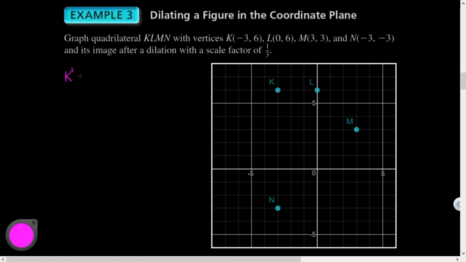So K prime, we'll do this properly once. I'm just going to take 1/3 of those coordinates. So 1/3 of -3, comma, 1/3 of 6. That's just going to become K prime is -1, comma 2. And so K prime is -1, up 2. There's K prime.